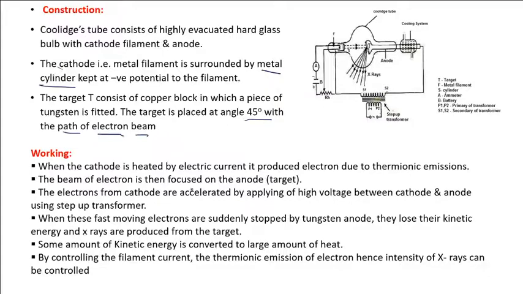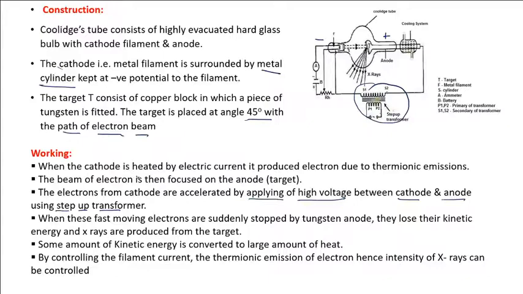These electrons are accelerated by applying a higher voltage, a higher potential difference between cathode and anode, by using a step up transformer. Here you can see in the diagram, a step up transformer is used to provide the higher potential difference between cathode and anode. This negative charge repels the emitted electrons, and the positive charge on the anode attracts those electrons. So due to this potential difference, the electrons get accelerated.